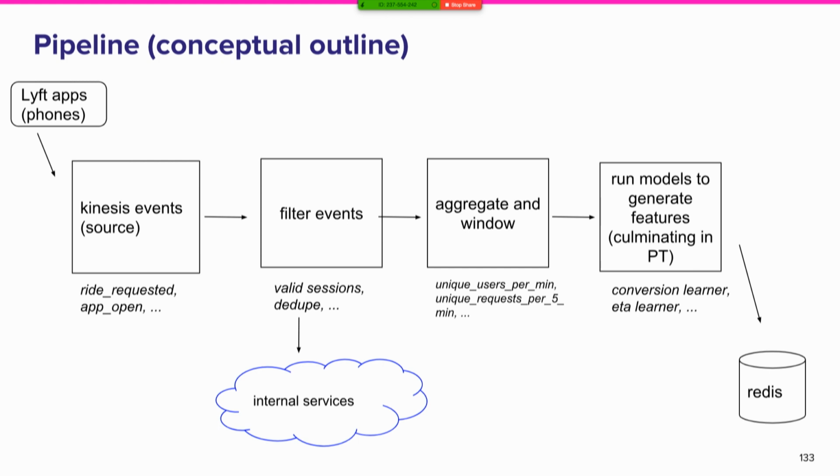And then finally, we run our data science, TensorFlow, machine learning models to generate the features I mentioned earlier, conversion rate and things like that, and then feed them into our primetime models, which finally we end up with the multipliers per geohash 6 per minute that I mentioned earlier.